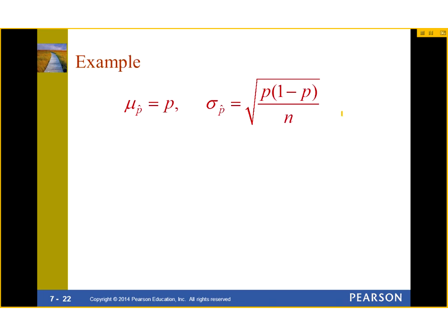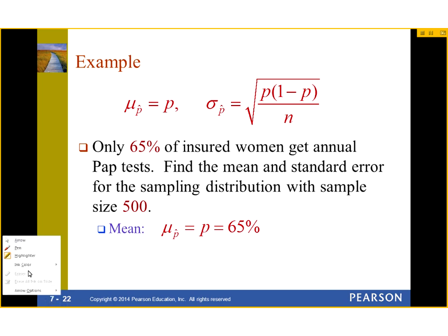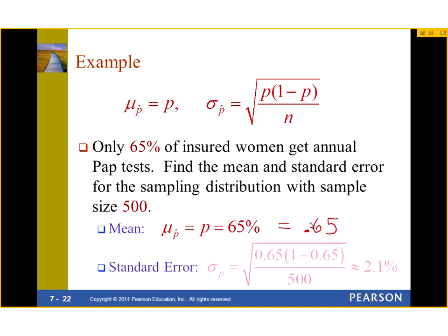So these are from 7.2, but we just want to go through the steps. Only 65% of insured women get annual Pap tests. Find the mean and standard error for the sampling distribution with sample size 500. So the mean is the proportion, or 65%. Now, be careful, because sometimes in your homework it will want you to give a decimal or whole number. So 0.65. The standard error is calculated by the square root of 0.65 times 1 minus 0.65 over the sample size of 500, which is 2.1%. But as a decimal, we would write that as 0.021.